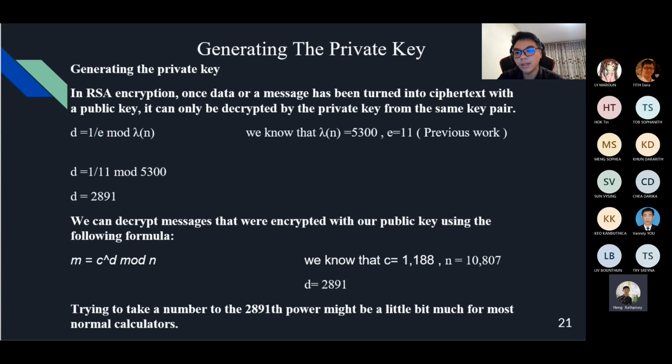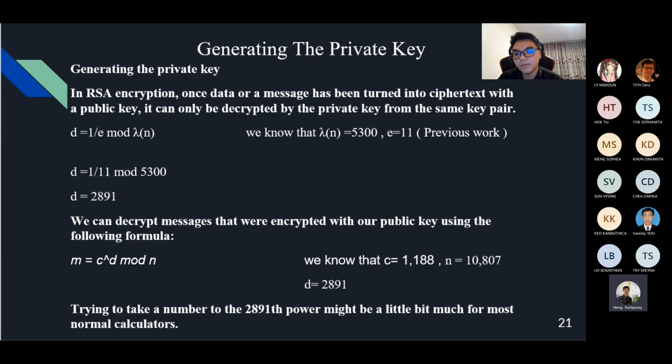Instead, it just symbolizes that we need to calculate the modular inverse of E, which is 11, and the Carmichael totient function, which is 5,300. As a result, we got D equal to 2,891. It's the decryption key. After we got the value of D, we can decrypt messages that were encrypted with our public key using the following formula, which is m equal to c to the power of D mod n.